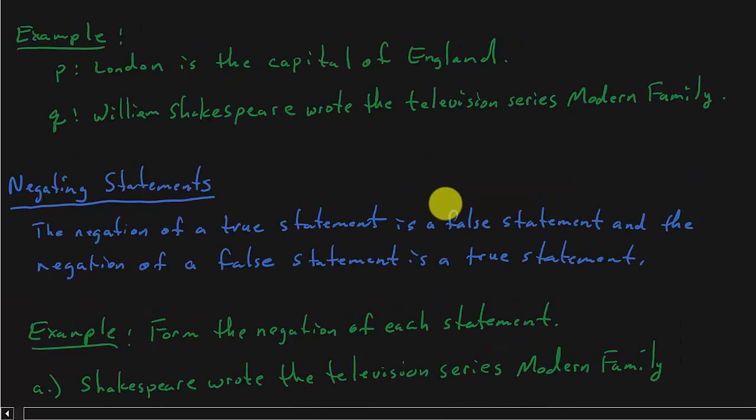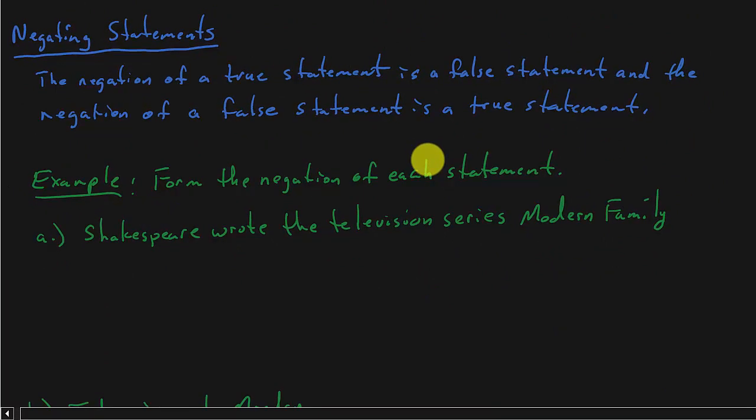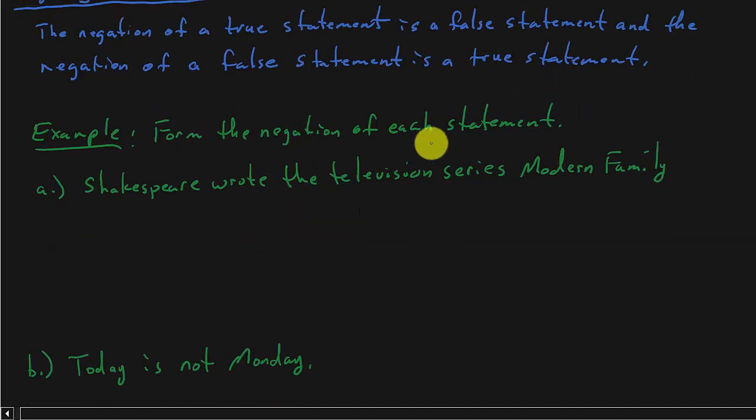Now, what about negating statements? Okay. The negation of a true statement is a false statement, and the negation of a false statement is a true statement. All right. So let's look at writing the negation of some statements. It says form the negation of each statement. So here it says Shakespeare wrote the television series Modern Family. So we want to write the negation of that.